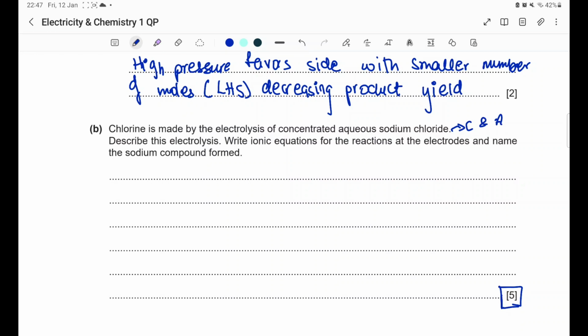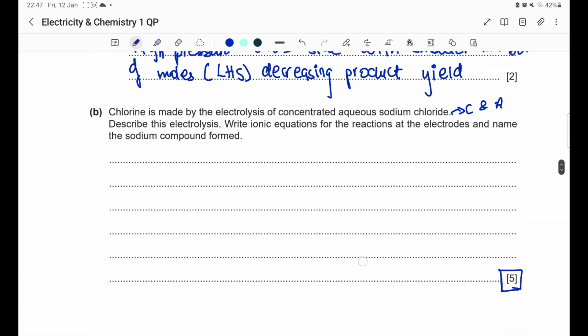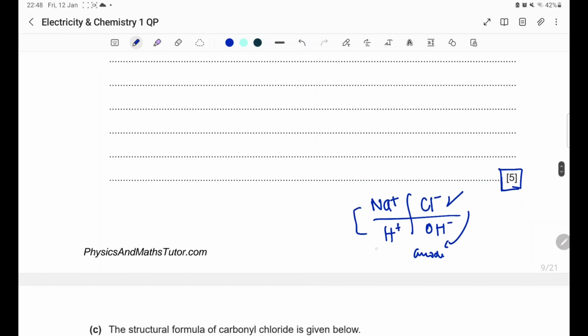Okay, so let's describe the electrolysis. First of all, I'm going to give you the working of it itself. We have aqueous sodium chloride. Since it is concentrated, your chlorine will take part in the reaction. And as it is an anion, it is the negative ion. It's going to go to the positive electrode, the anode. And between these two, hydrogen is less reactive, so it goes to the cathode.